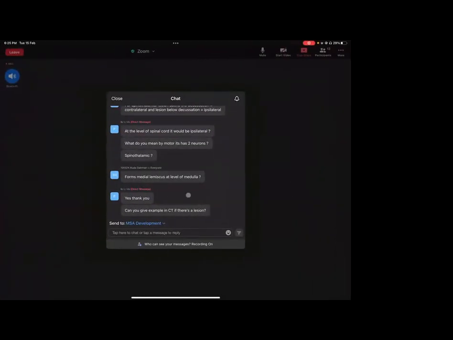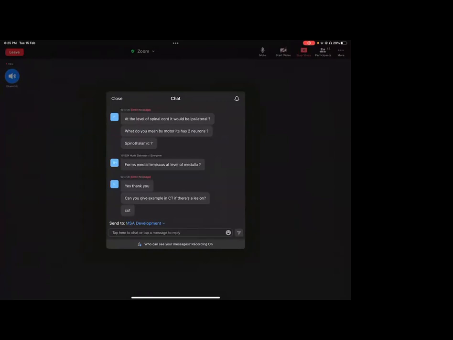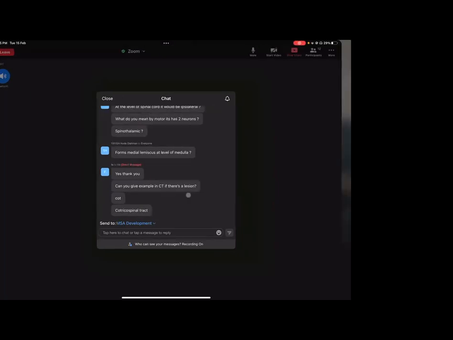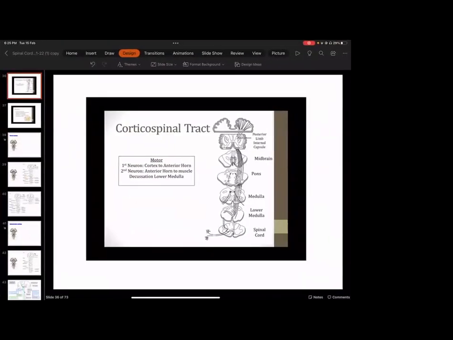Can you give an example in the CT if there's a lesion? I don't know what that means. Can you repeat the question? In the cortical, in the seal? Okay. I'm waiting for you to write the question. Okay, the corticospinal tract. If there's a lesion in the corticospinal tract.